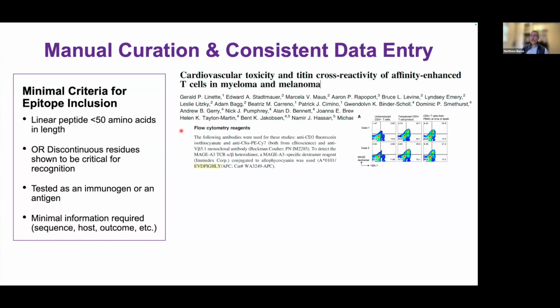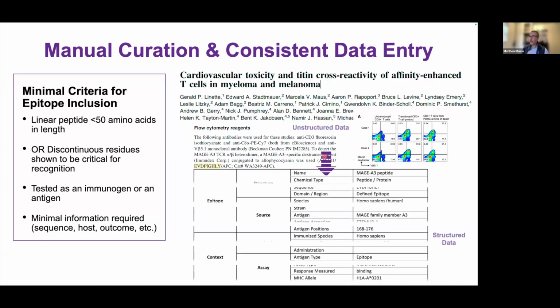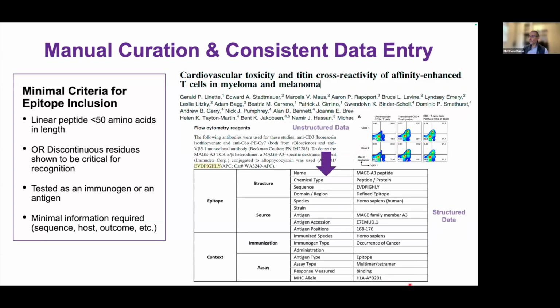In our example paper, you can see in the methods section, there was an epitope sequence listed, and there was at least one curatable assay present in the paper. So that signaled to me this paper is valid for curation. And so this unstructured data from the paper was then extracted and entered into the database as structured data.